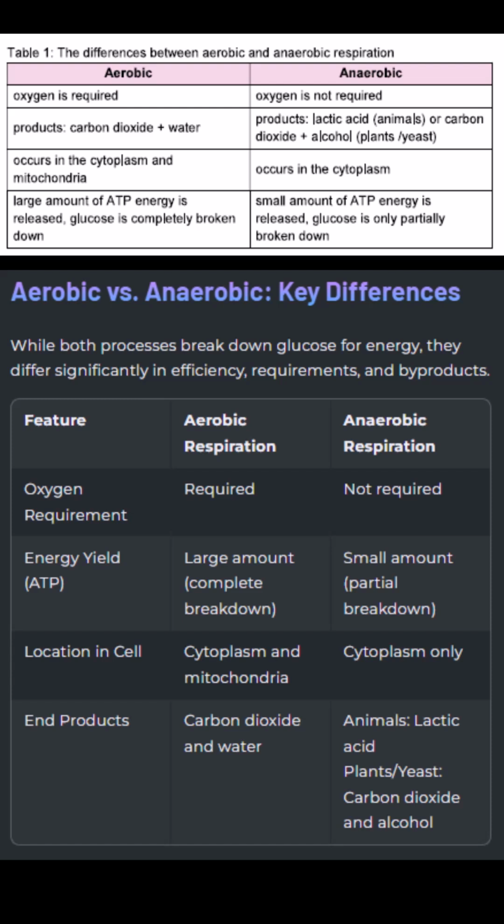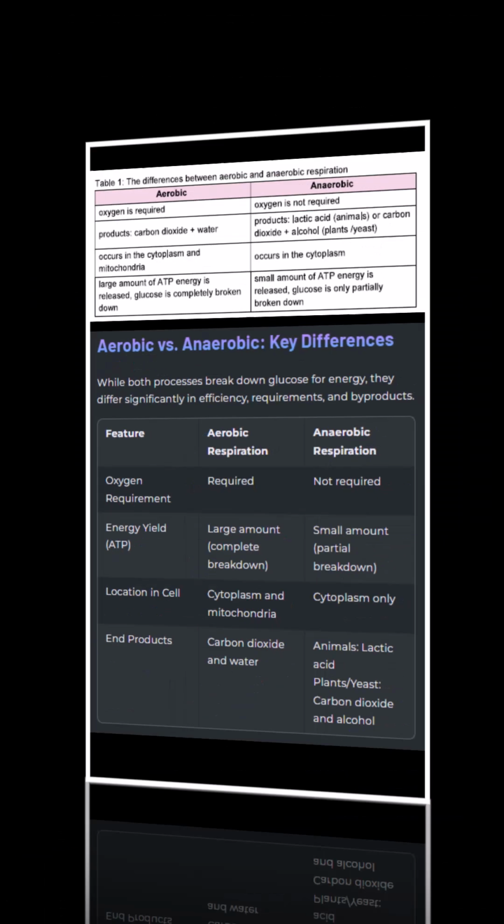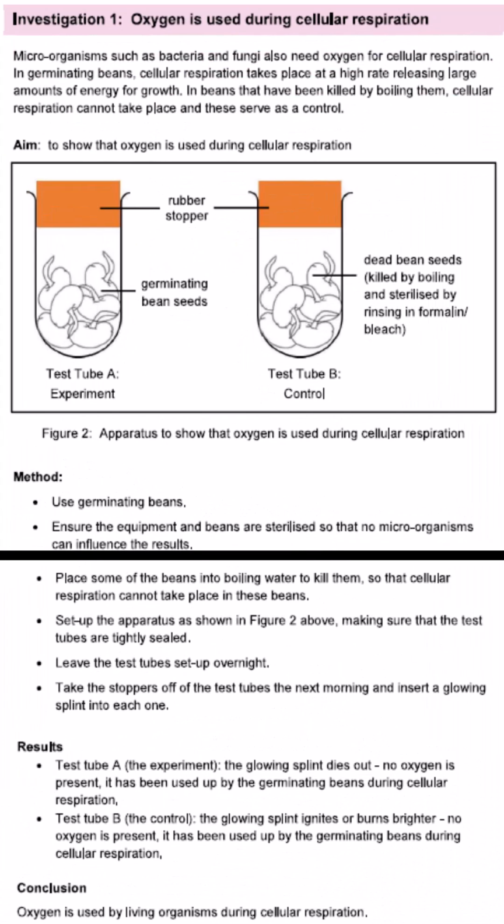Okay, now seeing this in action helps. The resources describe some investigations, like experiments. Let's look at the first one, proving oxygen is used. Right. Investigation 1. They suggest using germinating beans. Seeds that are starting to grow are really active, respiring a lot. Makes sense. So you put these germinating beans in a sealed test tube with some lime water. Lime water turns cloudy or milky if carbon dioxide is present.